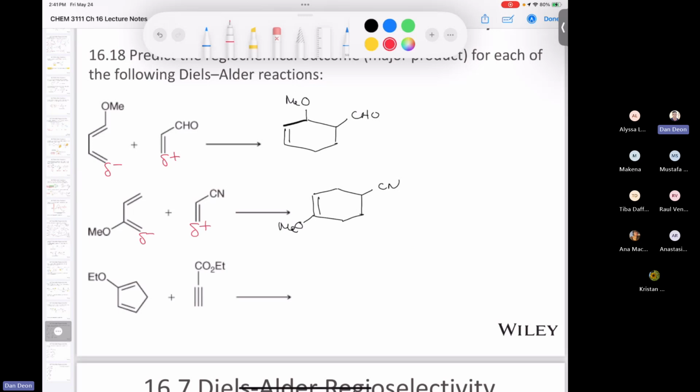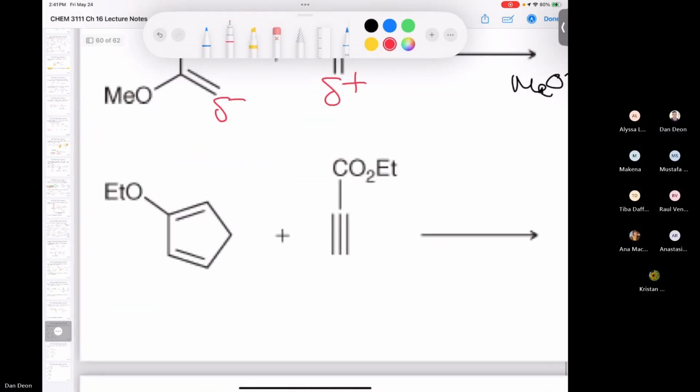And this one, the last one, we'll put our lone pairs in here and we could say, well, you've got a resonance form here, so you've got a delta negative here. And then for this one, if you drew the whole ester out like this, you could say, well, I've got something like this. And so if you do that, you end up with a delta plus here. So you can see that you've got to flip this one around. So you'd actually have to draw the dienophile like this.